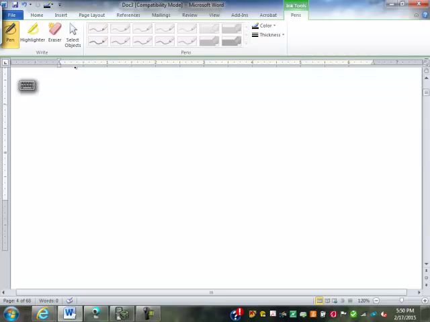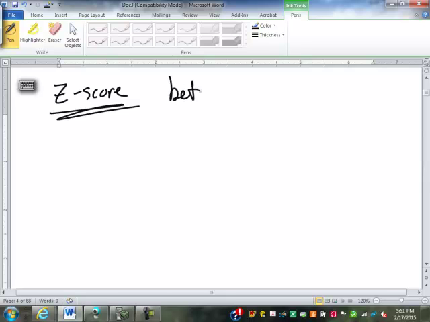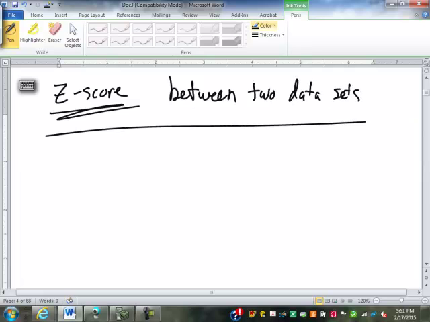Something else that's related to that is something called a Z-score. A Z-score is another way of comparing numbers. What it does is compare between two different data sets. For example, one is to compare height between men and women.